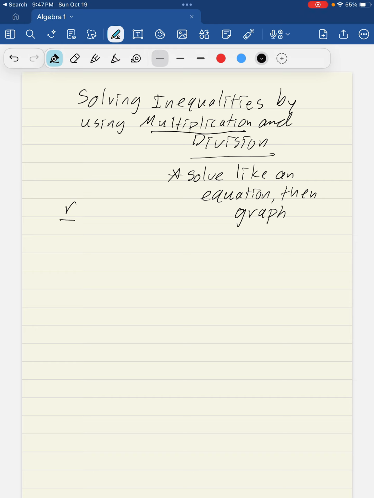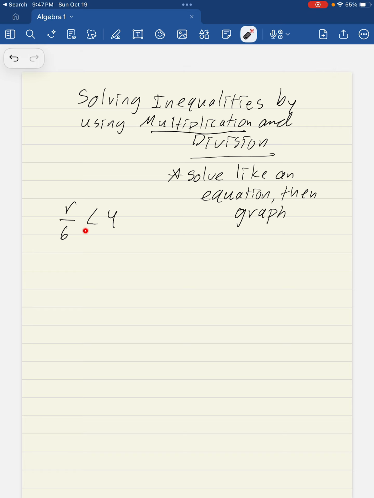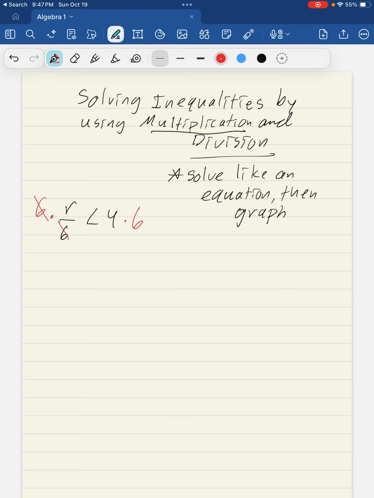So if I had a problem like r divided by 6 is less than 4, classic algebra, remember we're treating this inequality sign as if it was an equal sign. So we need to do the opposite of divide by 6. Opposite of divide by 6 is times 6. We need to do that to both sides. That isolates our variable. Now we have r is less than 24. Boom. We've done the math or the algebra part. Now we need to graph it.